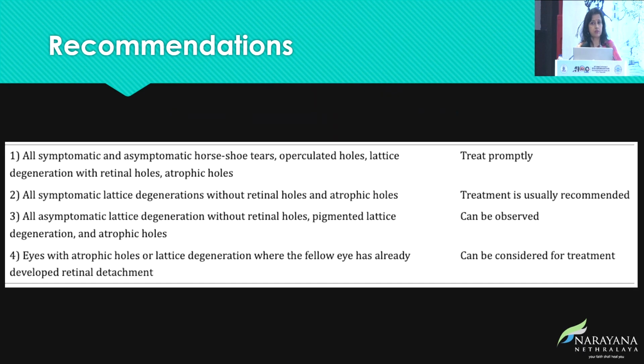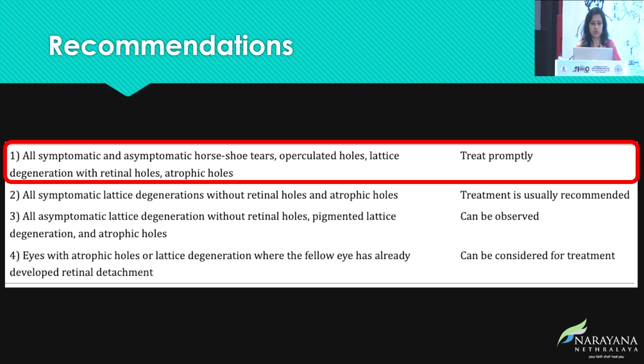So recommendations, please note this: treat promptly all symptomatic and asymptomatic horseshoe tears, operculated holes, lattice with holes, and atrophic holes. These are mandatory treatment lesions. Others are recommended. You can base it on the other risk factors that I spoke about, like family history, refractive error, previous detachment in the other eye. All those things you need to take into consideration. So like I said, these are the ones that you need to treat promptly, with or without the patient undergoing refractive surgery. The patient might say, I'll come back for laser when I'm undergoing refractive surgery. No. And most of them get confused that this laser is the same as refractive surgery.